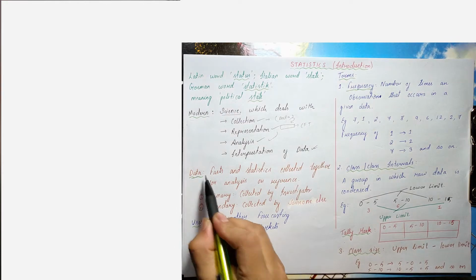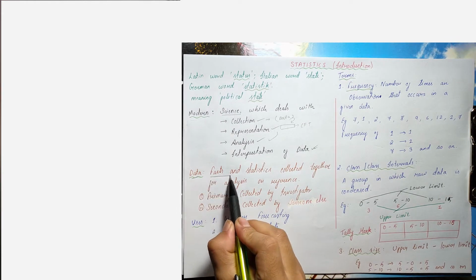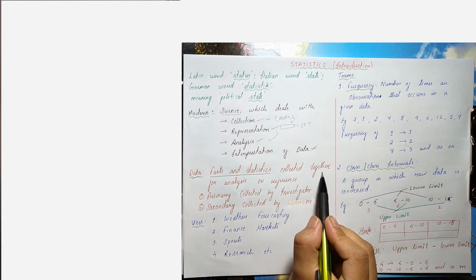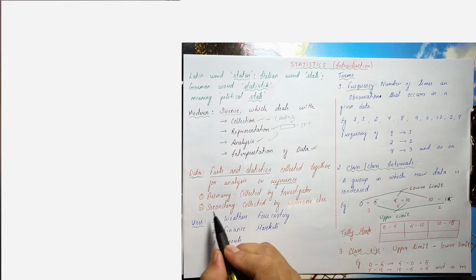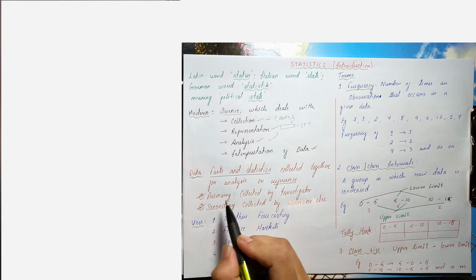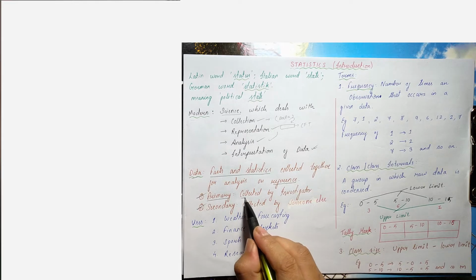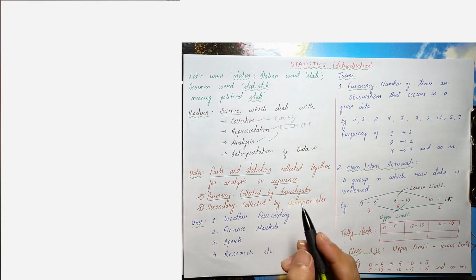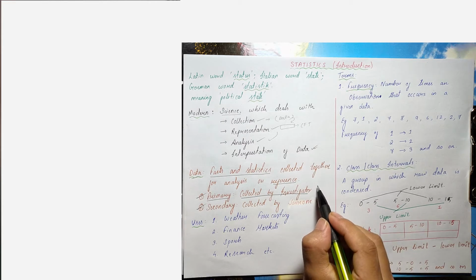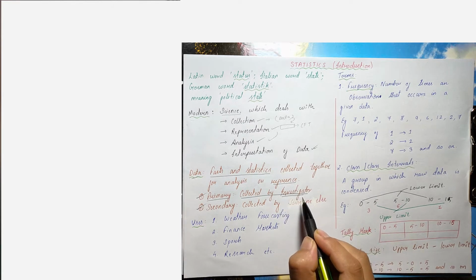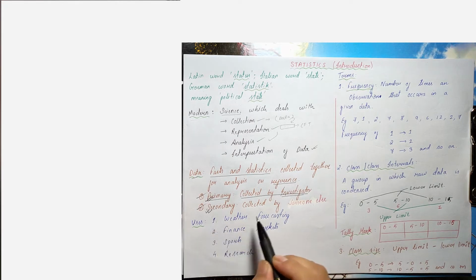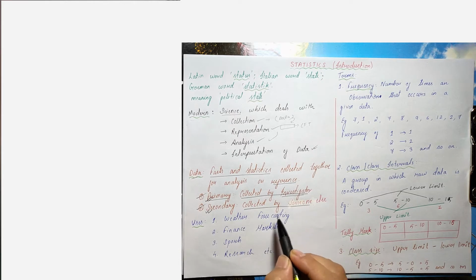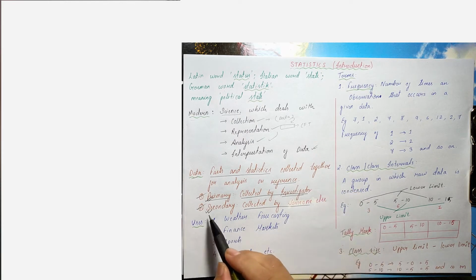Let us define the term data. Data means facts and statistics collected together for analysis or for reference. There are two types of data, primary data and secondary data. Primary data are the ones that are collected by the investigator himself. So if you are doing an experiment and collecting the data yourself, then that will be your primary data. Whereas if you are using someone else's data, that is, data collected by someone else, then that is known as secondary data.